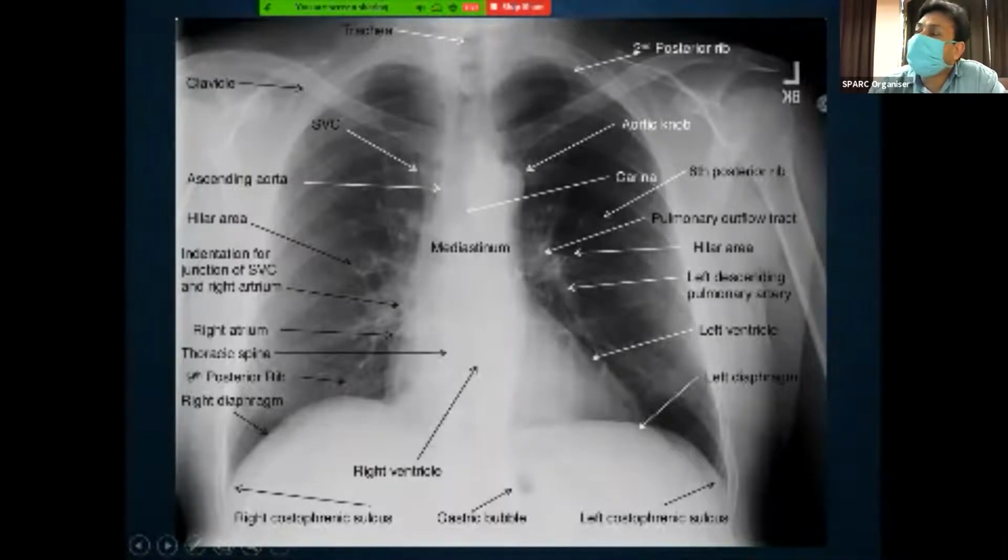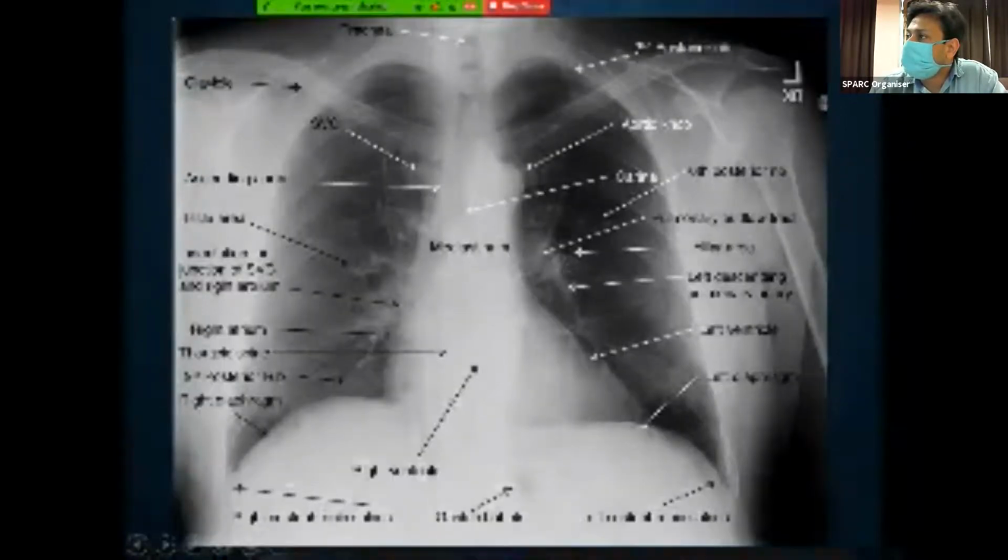Of course, the left hilum may be slightly higher than the right hilum. Then we see the lungs. We see both the lungs and the pulmonary vessels in the lung. We also pay attention to the costophrenic angle on both sides. Then we see the level of the diaphragms, the right diaphragm, the left diaphragm. Then we see the areas below the diaphragm for presence of any abnormal air shadow, to look for the normal location of the stomach fundus or the gastric bubble.